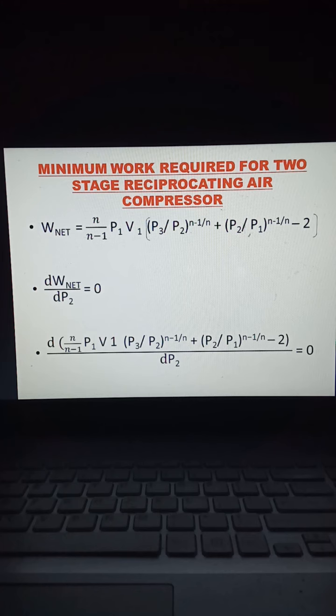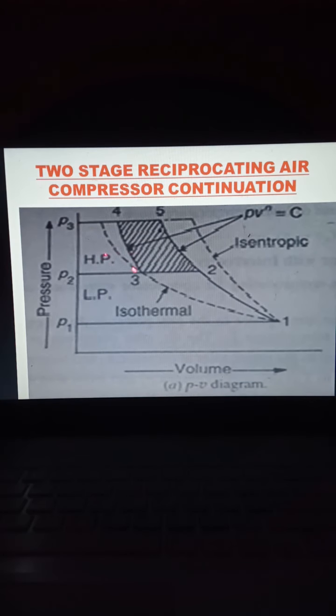Now, when you observe this equation, we can find that all other terms except P2 are constant. Only P2 is the varying quantity in this equation. You can see it also from the figure. This shows the PV diagram for a two-stage reciprocating air compressor.